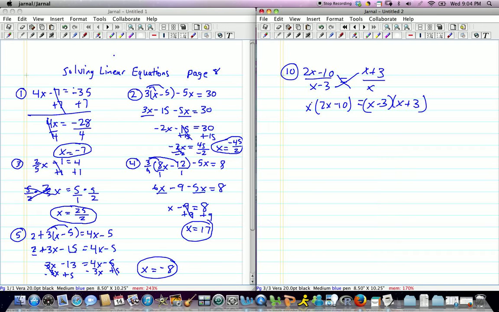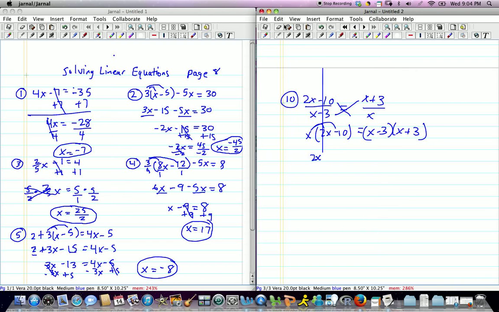When I do this, on this side I distribute the x, so I get 2x squared minus 10x. And on the other side I get difference of squares pattern, so I get x squared minus 9. Now I need to set this equal to 0. So I'm going to subtract x squared from both sides, and I'm going to add 9 to both sides. When I do that, I get these combined, and I get x squared. I have minus 10x, and then I have plus 9 equal to 0.